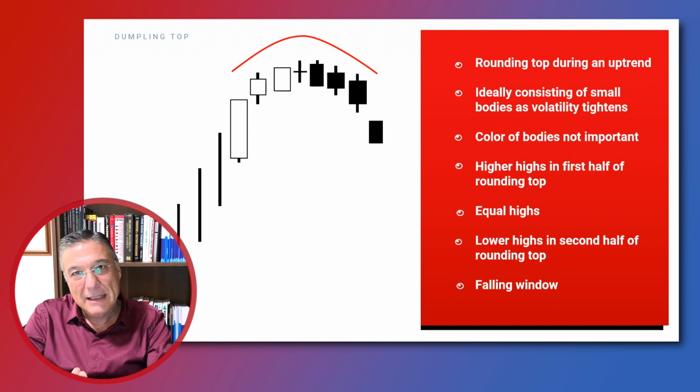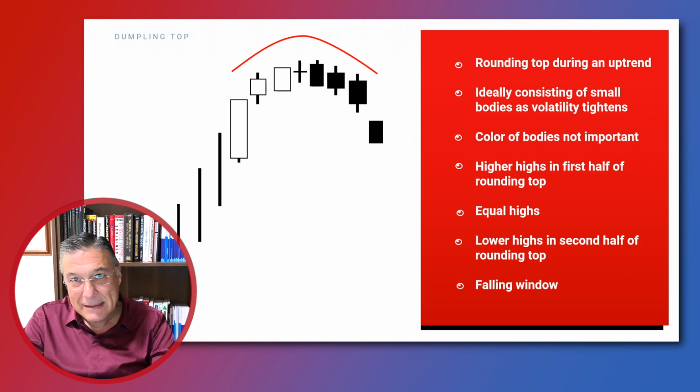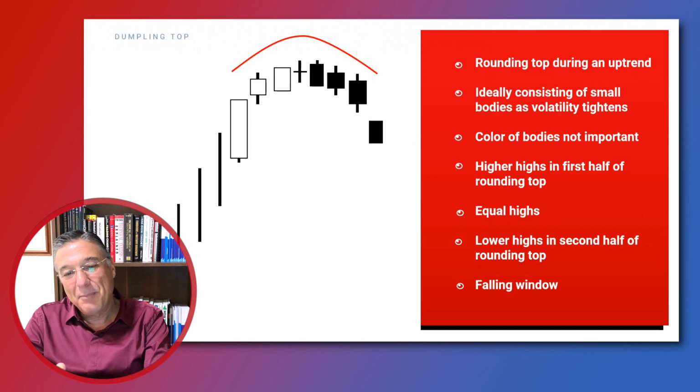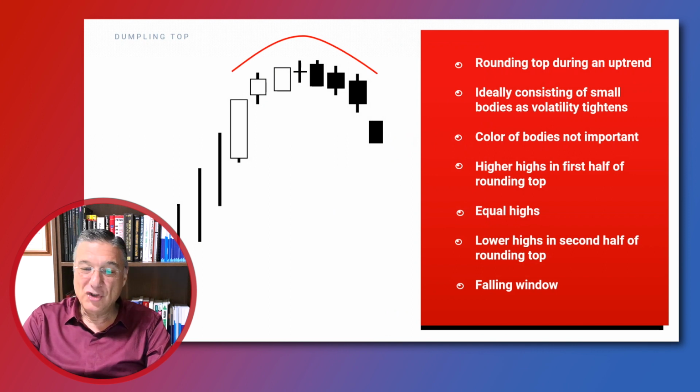What is important is that the left part of this reversal pattern consists of higher highs, where in the middle we can spot equal highs, and then the right part of the dumpling top or rounding top consists of lower highs. Then it's followed by a falling window or a gap if you wish. Now, in Japanese terminology, of course, the gap is called a falling window in this case.